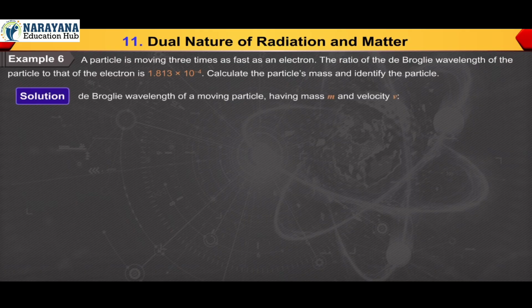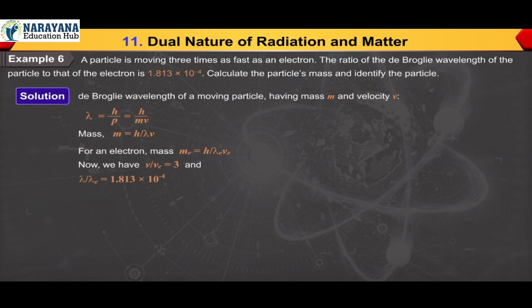Solution. De Broglie wavelength of a moving particle having mass m and velocity v: lambda = h/p = h/mv. Mass m = h/(lambda v). For an electron, mass me = h/(lambda_e v_e). Now we have v/v_e = 3 and lambda/lambda_e = 1.813 × 10^-4.